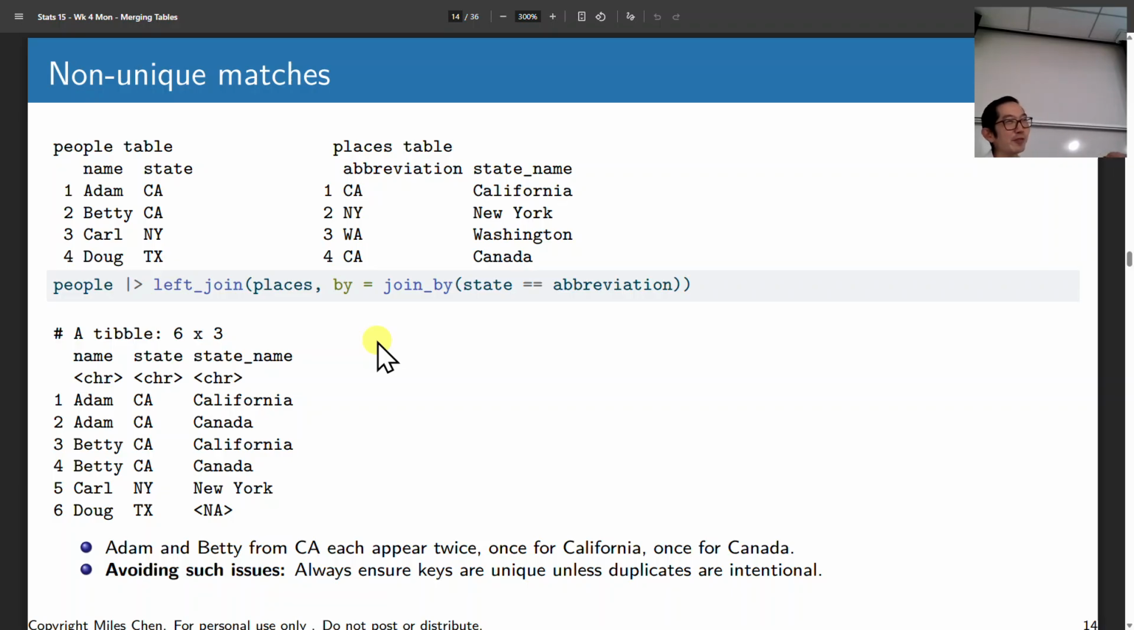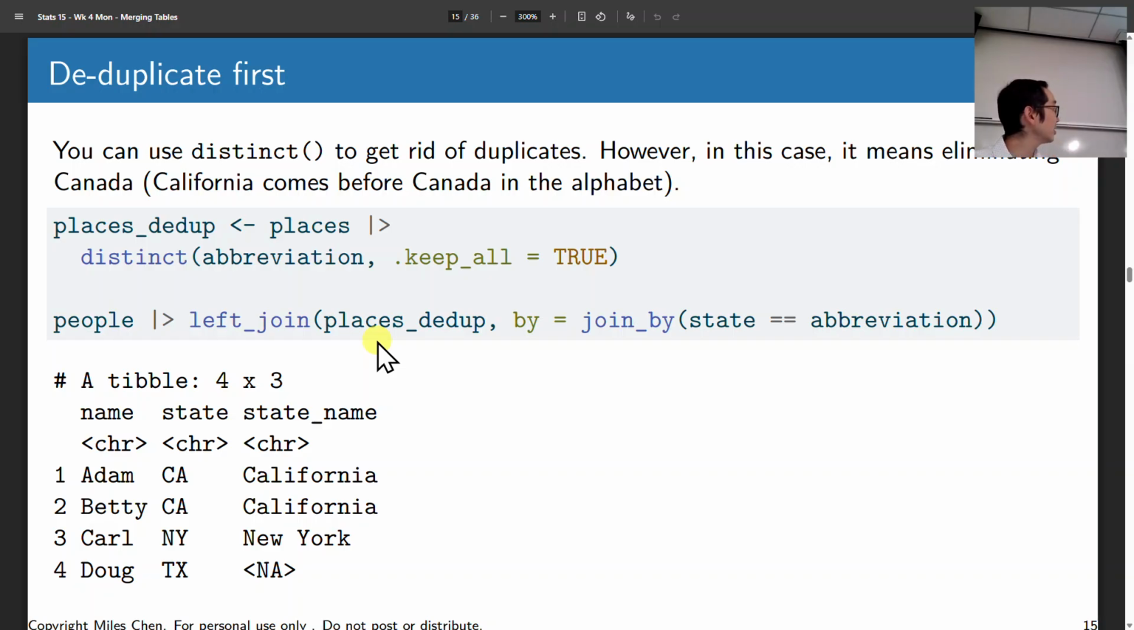So you don't specify your flight by just saying Los Angeles to New York. You have to specify JFK or whatever it is. So you have to deduplicate. You can try to make sure your places table only has one thing. You call distinct on the abbreviation, and .keep_all = TRUE makes sure you keep all of the other columns and not just that column. If you just do distinct abbreviation, you'll only get the abbreviation and lose all of the other information. So make sure you do .keep_all.